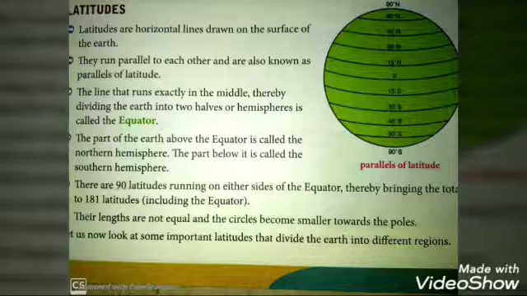Okay, their lengths are not equal, and the circle becomes smaller toward the poles. See students, these lines are parallel but their length is not equal, so the circle becomes smaller towards the pole. Okay students, let us now look at some important latitudes that divide the earth into different regions. Okay, so in latitude, what we saw students, that latitudes are the horizontal lines drawn on the surface of the earth. We can see the image of these lines.